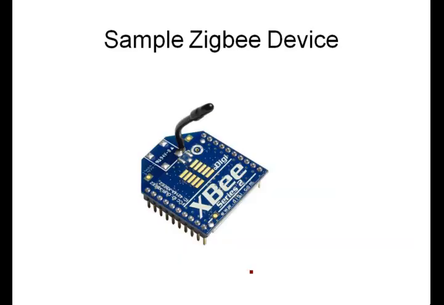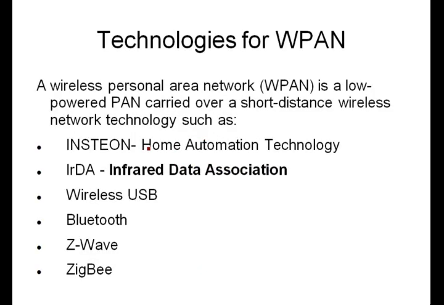This is a sample ZigBee device. The device is connected to a base through these pins, and then it is connected to any computing device such as a Raspberry Pi. It also has an antenna. So this is a ZigBee device.